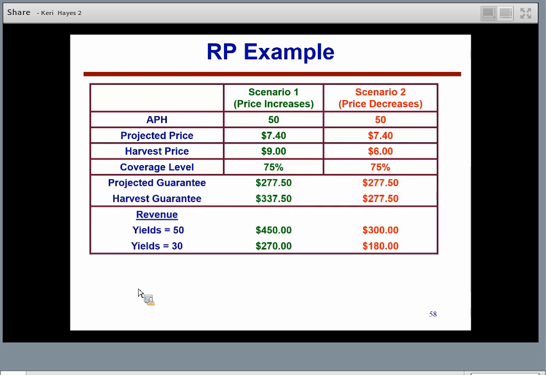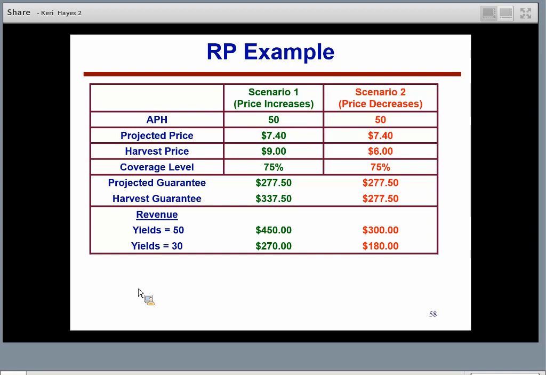And so you can see here what our guarantees are. The projected guarantee, again, that's at planting. Under scenario one, $277.50. That is our revenue, right? So again, our guarantee is not a yield, it's going to be a revenue. You'll notice that as the price goes up in scenario one, the guarantee also goes up, right? So you purchased a product that had a guarantee of $277.50, but across the season, when you got to fall, the price went up and your guarantee went up as well. So now your guarantee is $337.50, right?